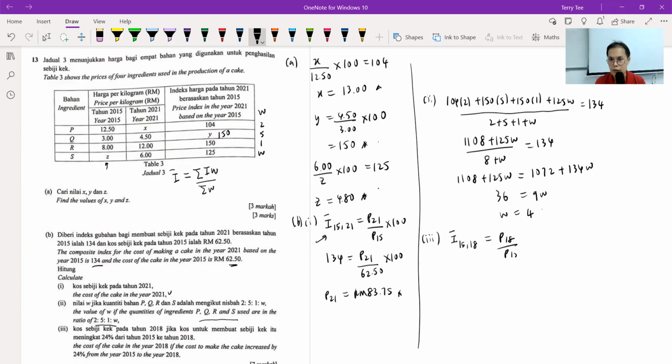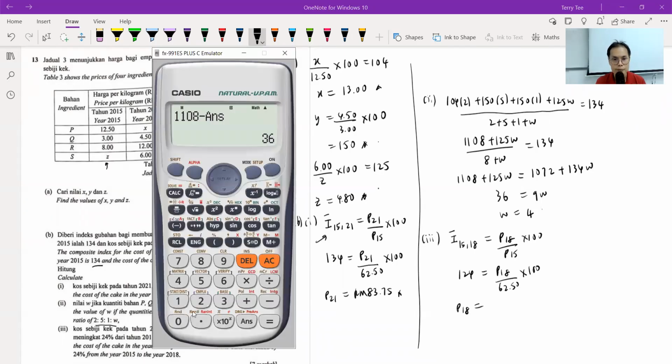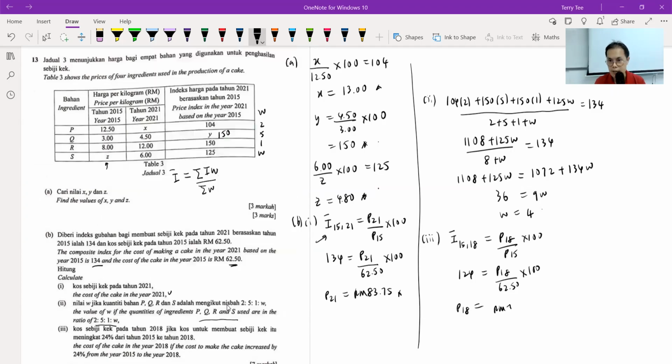Or maybe I write P18 over P15 times 100. This is 124. P18, we want to find the price, 2018. Price 2015 remains the same, right? We know it is 62 ringgit 50 cents times 100. Just multiply over, let's take 124, multiply 6250, divide 100. So what do you get? 77 ringgit and 50 cents.